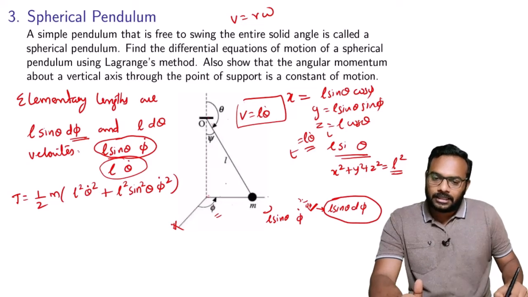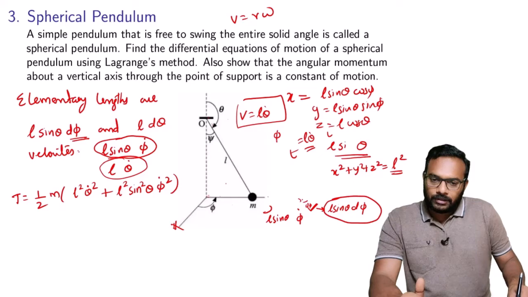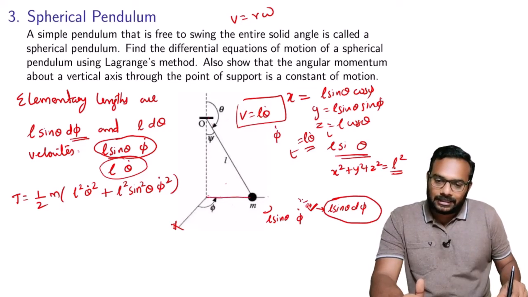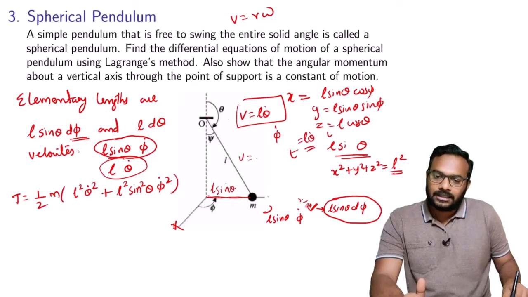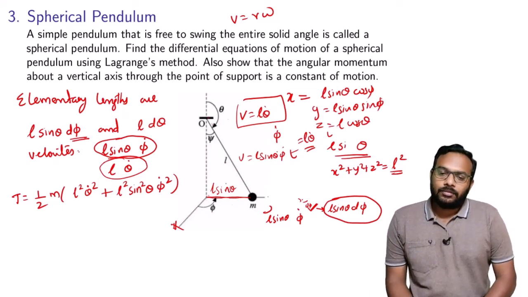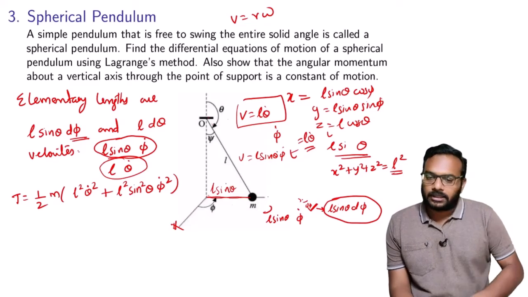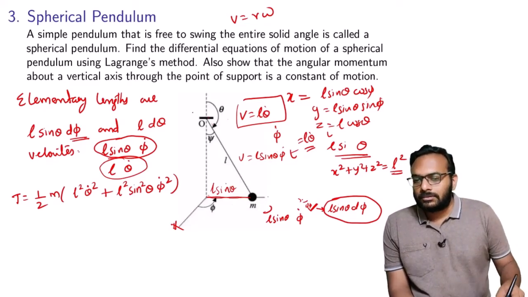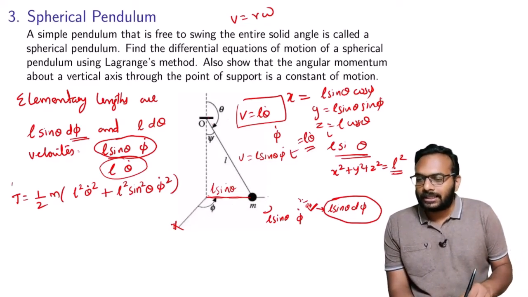And if phi dot is the angular velocity, the corresponding radius is this thing, and that is L sin theta. So V is equal to L sin theta phi dot. This is how we identify the velocity components from here. And long story short, we get the kinetic energy like that.